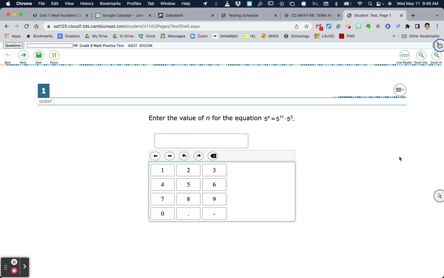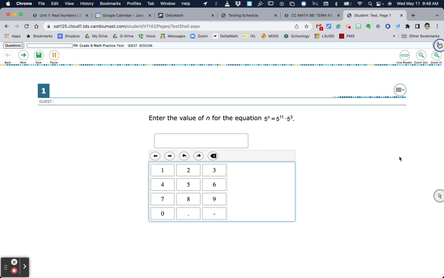Enter the value of n for the equation 5 to the n equals 5 to the 11 times 5 to the third. Okay? So we want to know what number n can be. Really what it's asking is, how do we simplify 5 to the 11 times 5 to the third? When we're multiplying powers, this is from last semester now, what do we do with the exponents? Do we add, subtract? Yeah, we add them. When you multiply powers with the same base, you add the exponents.